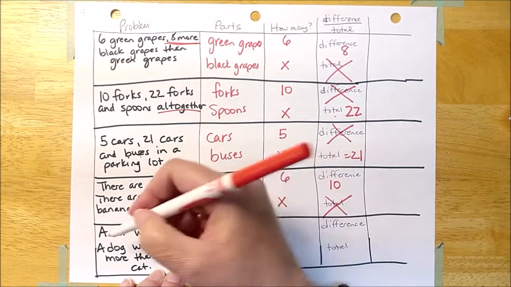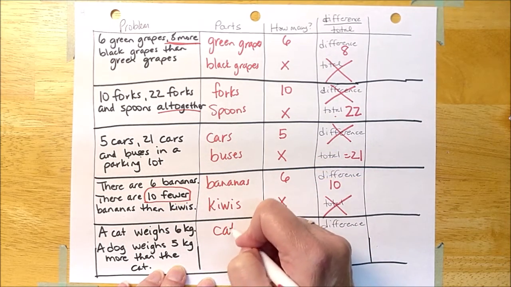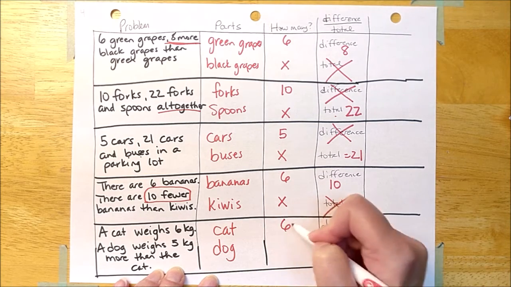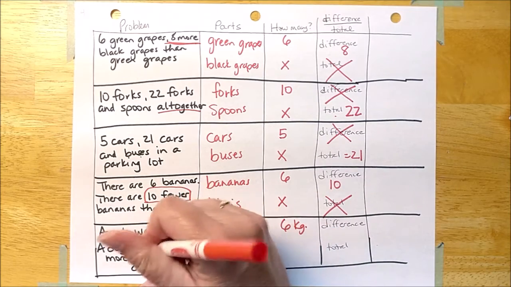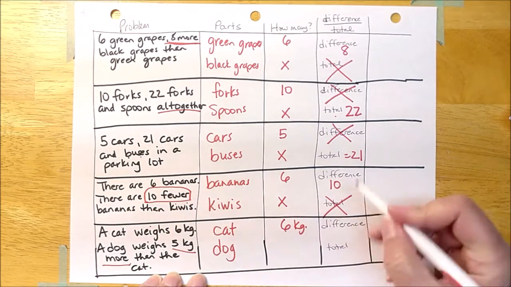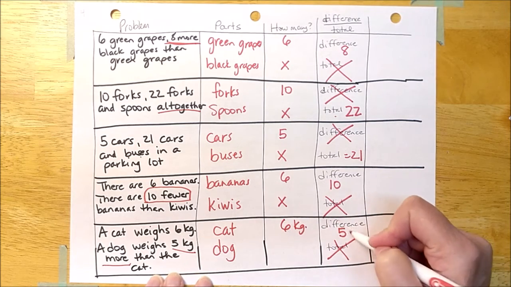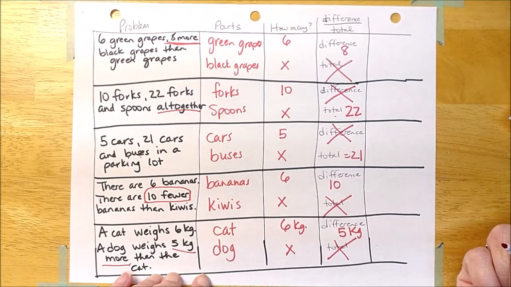The last one, a cat weighs 6 kilograms. A dog weighs 5 kilograms more. So I have a dog and a cat. The cat weighs 6 kilograms. The dog weighs 5 more. So as soon as I know that, I know I have a difference, so I'm going to put my 5 kilograms there. And so what I need to figure out is how much does the dog weigh.